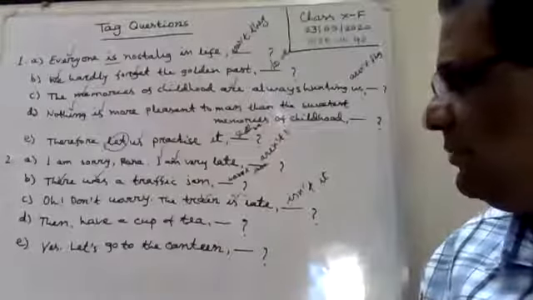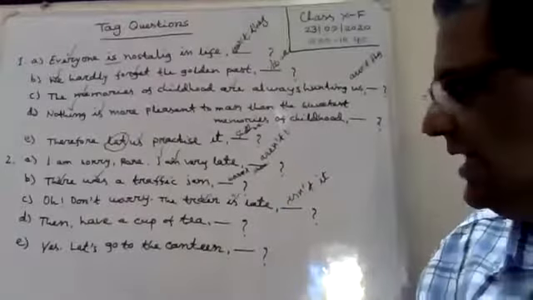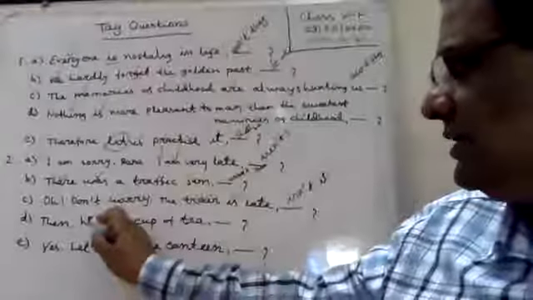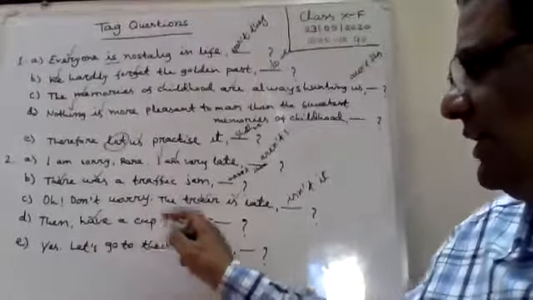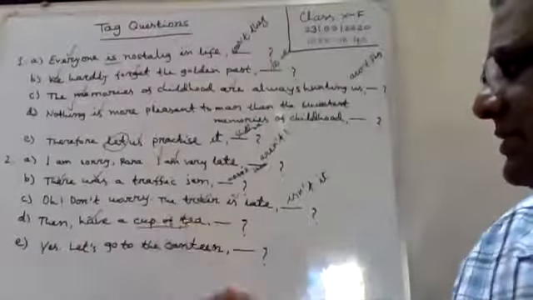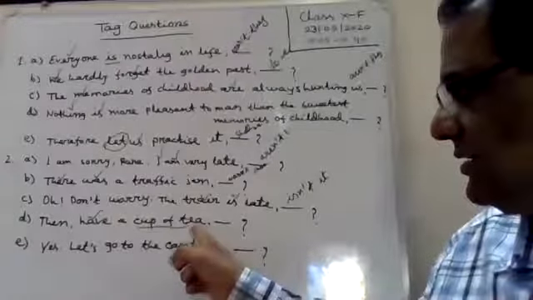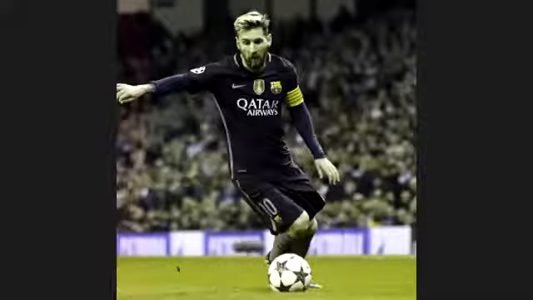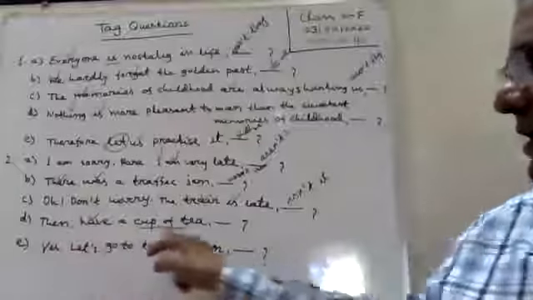Then have a cup of tea. Then that means, come on, then let's have a cup of tea. Then have a cup of tea. Here the subject is have a cup of tea? A cup of tea is a phrase. Then have a cup of tea: this is the object, not the subject. Then what type of sentence is this?